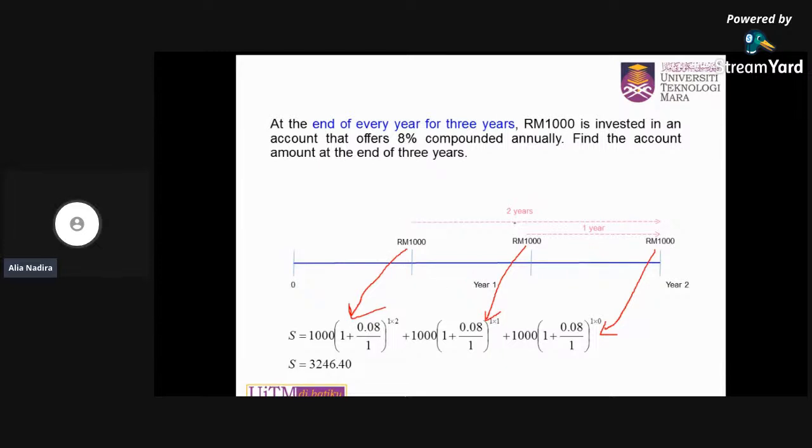So the first one is 2 years lah. Okay, from the year at the end of 3 years. So the first one ni the duration is 2 years. This one is 1 year, and then the last one is 0.